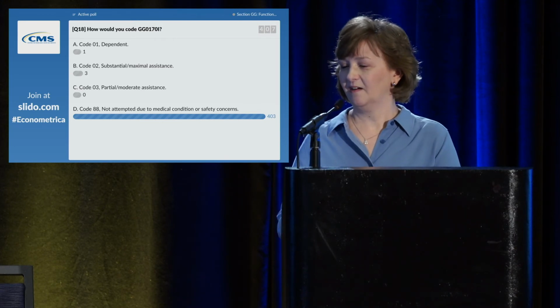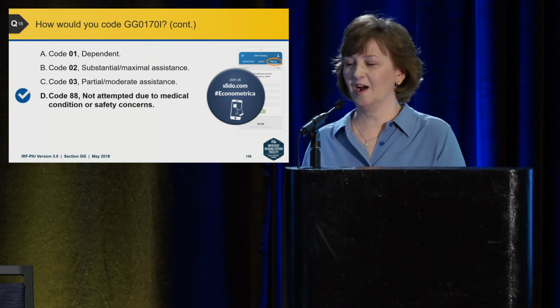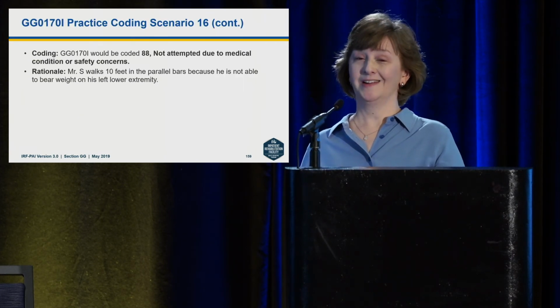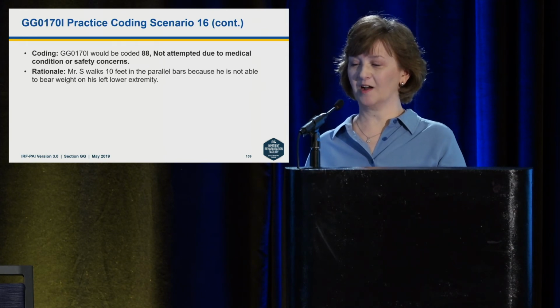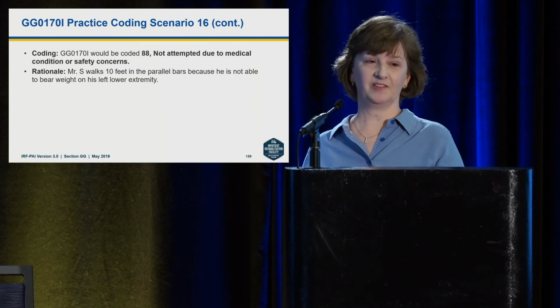All right, so let's see what the correct response is, and you are indeed correct: 88, not attempted due to medical condition or safety concern. Again, the rationale: Mr. S walks 10 feet in the parallel bars because he's not able to bear weight on his left lower extremity.